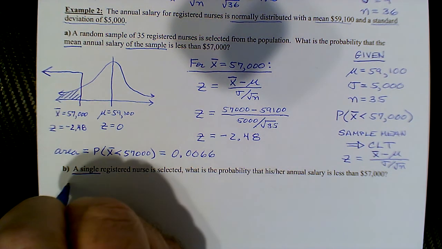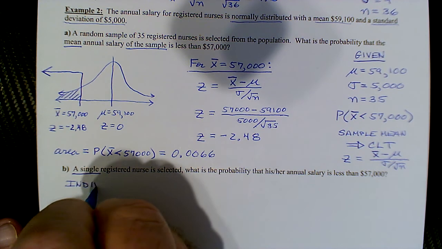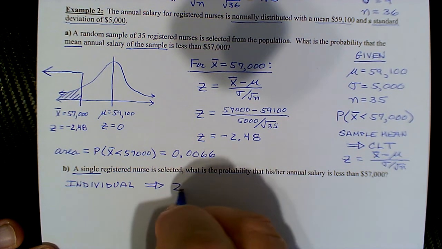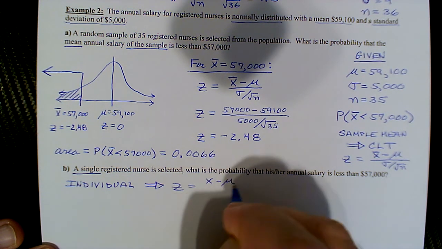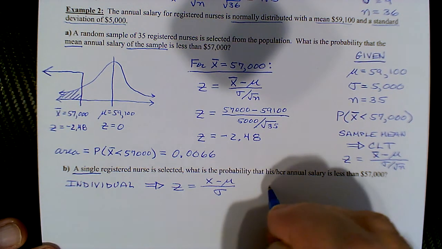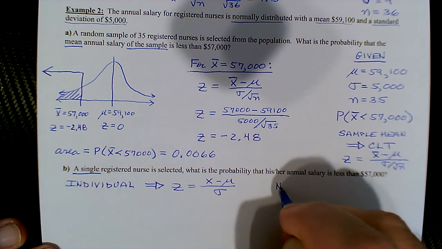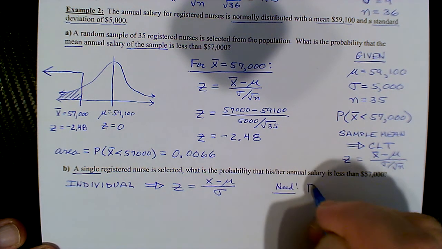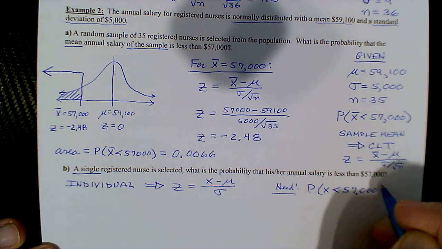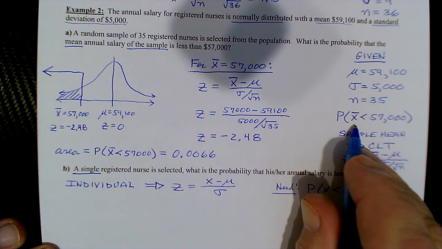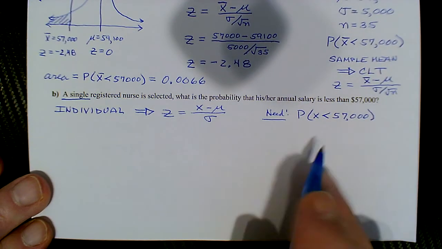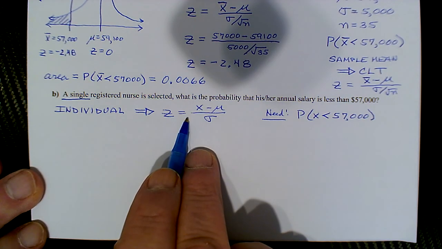Okay, but now here's the difference if we're talking about a single registered nurse. Since we're talking about an individual piece of data, then it's just our standard z-score, x minus mu over sigma. And we still just need the probability that x is now less than 57,000. So notice the difference. Here we're talking about a sample mean, so we had to use the central limit z-score formula. Here we're talking about a single piece of data, so our standard z-score formula.